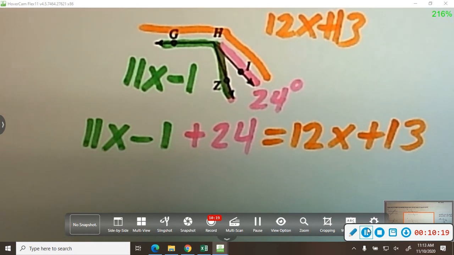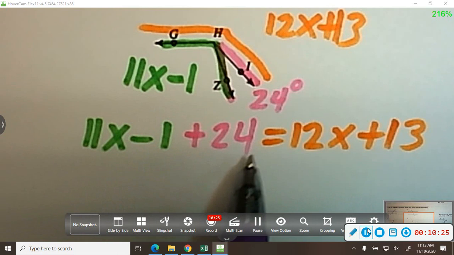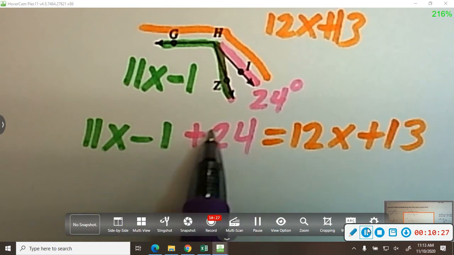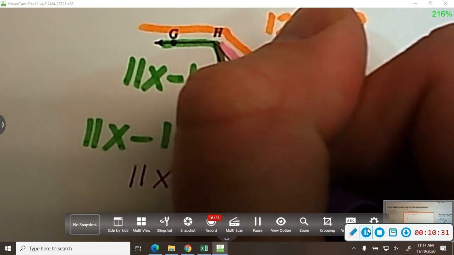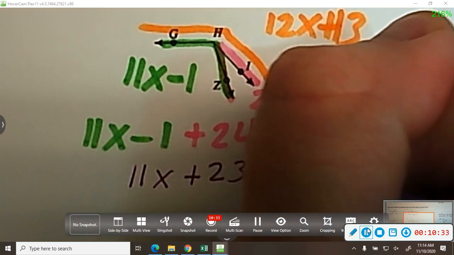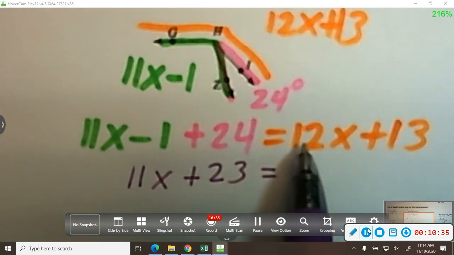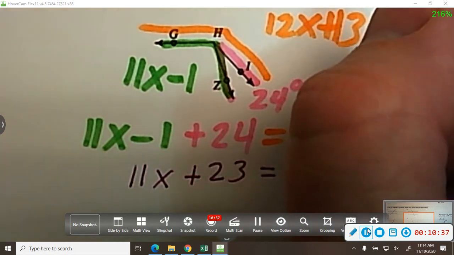From there we combine like terms on both sides. I have an 11x, a minus 1, a plus 24. These two would combine to make 23. On the right, nothing combines. Those are not like terms.